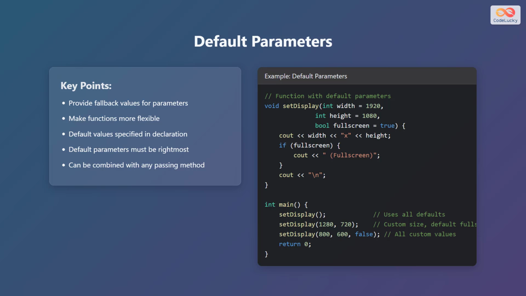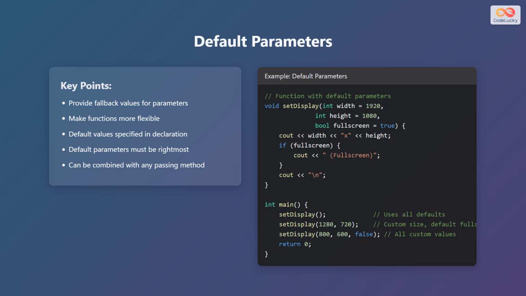In this example, the function setDisplay has 3 parameters: width with a default value of 1920, height with a default value of 1080, and fullscreen with a default value of true. The function prints the dimensions of the display and indicates whether it is in fullscreen mode. In the main function, the setDisplay function is called with different sets of arguments, demonstrating how the default values are used when arguments are omitted.